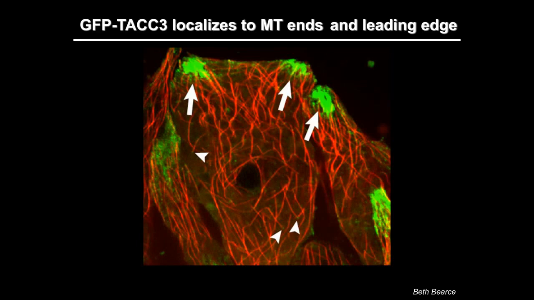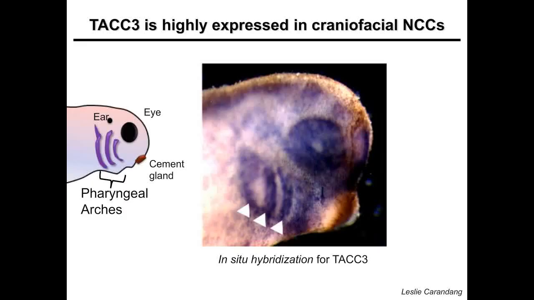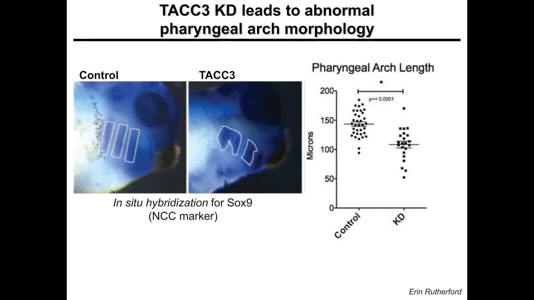So the first question we wanted to know is, is TACC3 expressed in neural crest cells? And when we did an in situ hybridization for TACC3, we found that indeed, TACC3 was highly expressed in these craniofacial neural crest cells. These arrowheads are pointing to these three arches. Those are the pharyngeal arches on the side of the face, and you can see in the dark purple that the TACC3 is highly enriched in this location. And when we knocked down TACC3 and then used a different marker for craniofacial neural crest cells, such as SOX9, we found that the morphology of these pharyngeal arches was quite disrupted, including a reduction in the length of these arches.